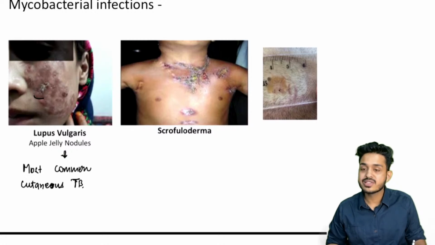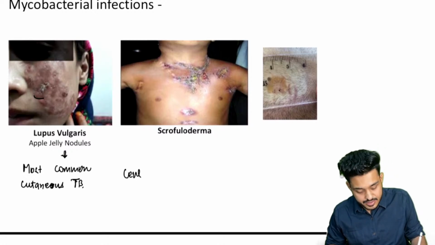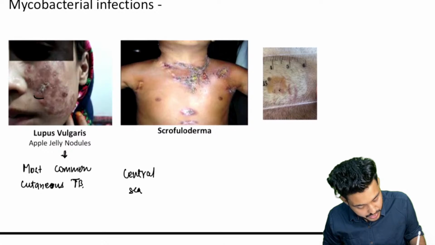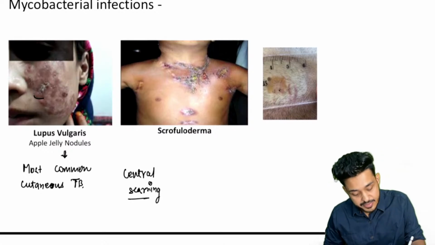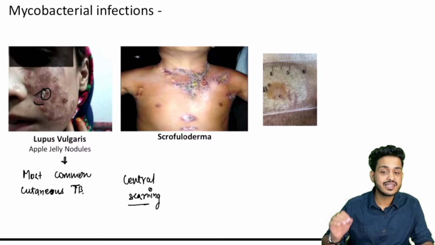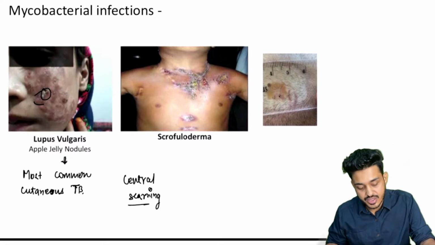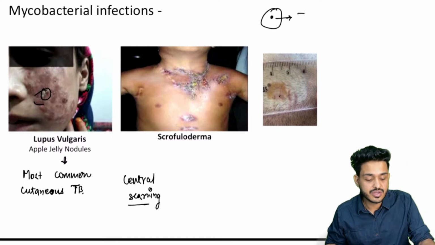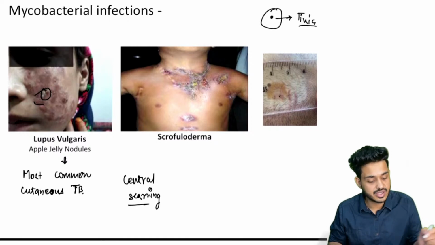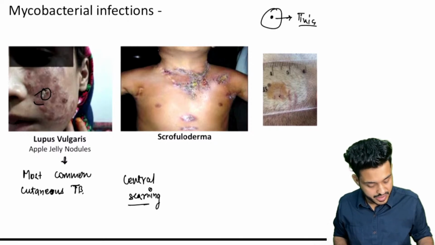Okay, what you will see, you will see central scarring. I've already told you, you will see central scarring. Central scarring is the feature of TB, while central clearing is the feature of tinea infection, fungal infection, right? So that we have seen.